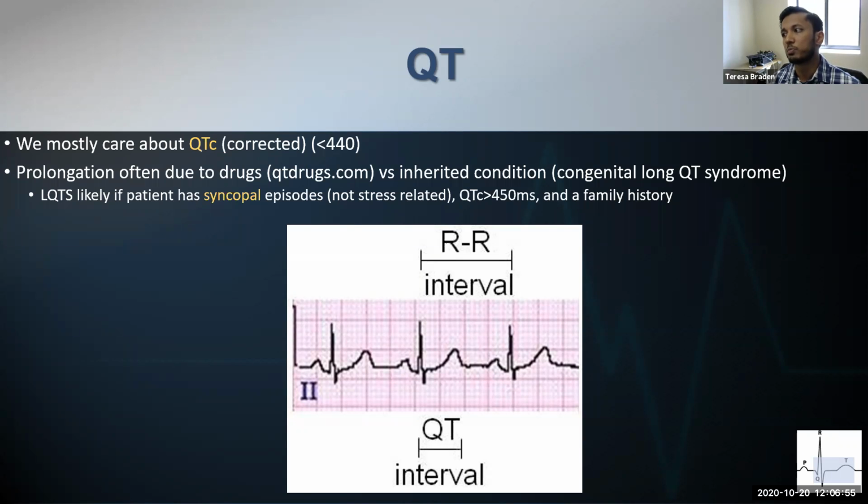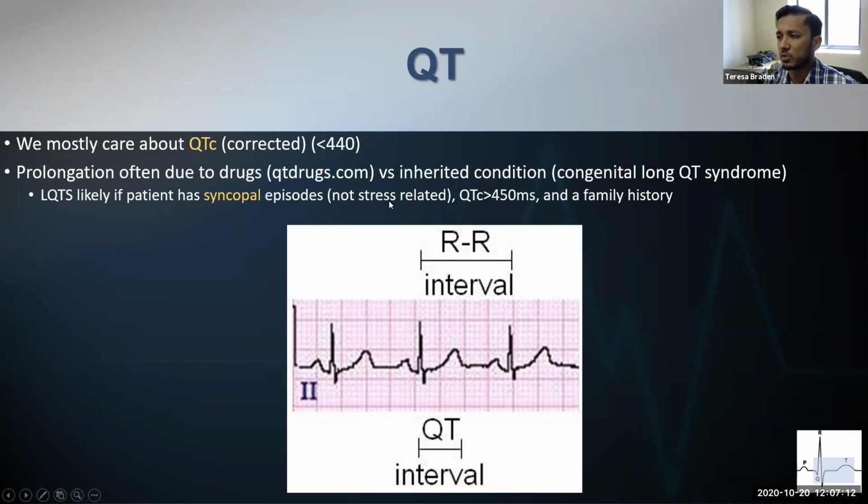I've caught it only once before, and it was in a young soldier. She was having syncopal episodes and lightheadedness, and she ended up having congenital long QT syndrome. They ended up putting her on a beta blocker, and I think she ended up having to be sent out of the military because it's just a high risk. But just know that condition exists.